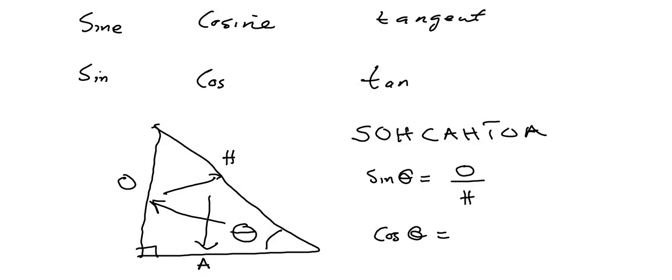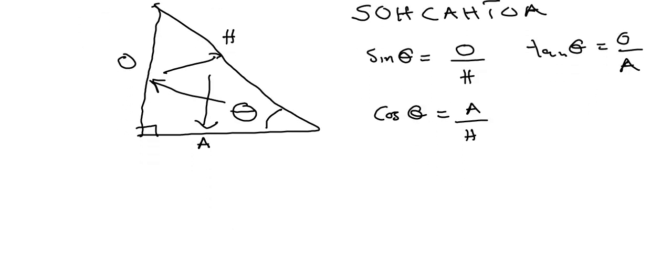Cos theta will be adjacent over hypotenuse. Then tan theta. Tan theta will be opposite over adjacent. Now just right here, let me show you something. I know it's a little bit too early, but I just need you to see it.